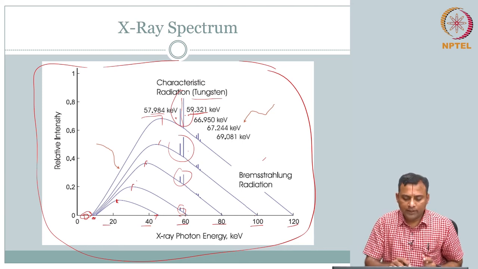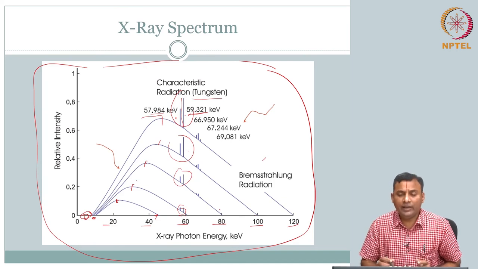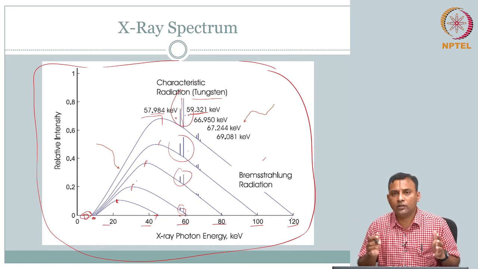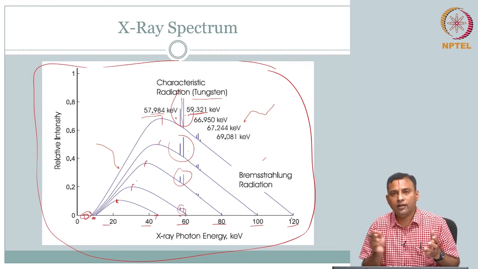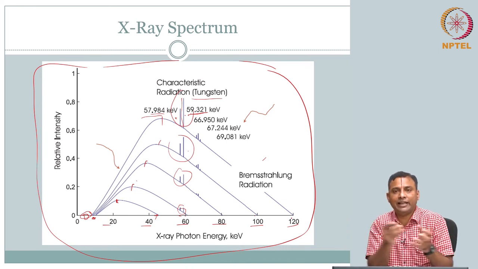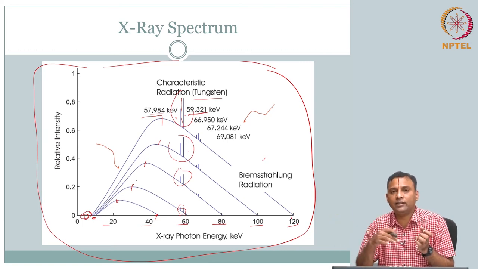Of course, why is this sloping down and coming to zero? When does it come to zero? That means I have applied 120 kilo electron volt. If I want all of the 120 kilo electron volt to come out, that means, remember, the Bremsstrahlung occasionally gets annihilated. Only then do you get all the energy that goes in coming out.